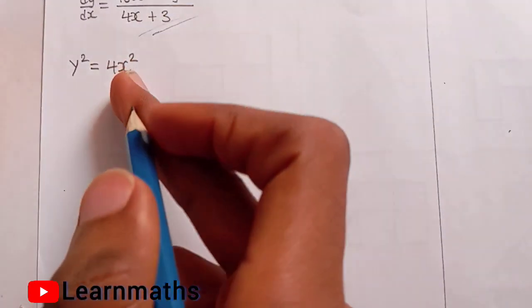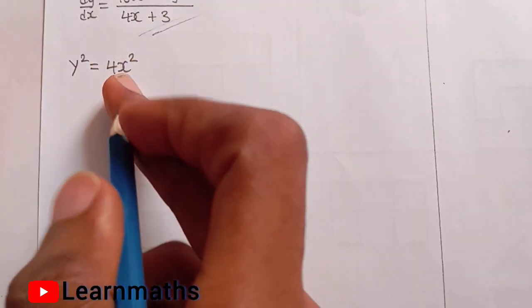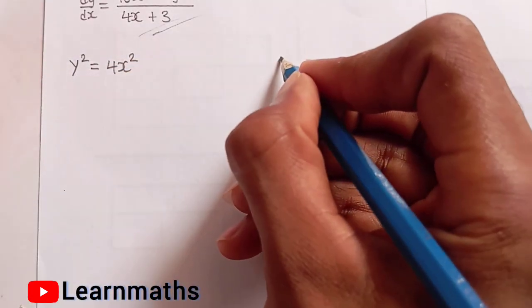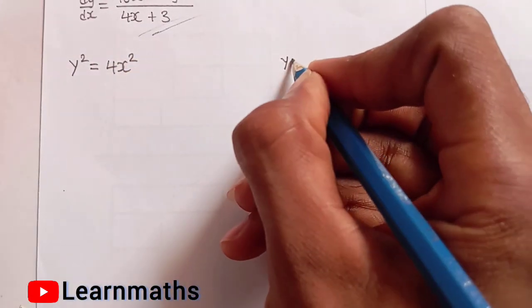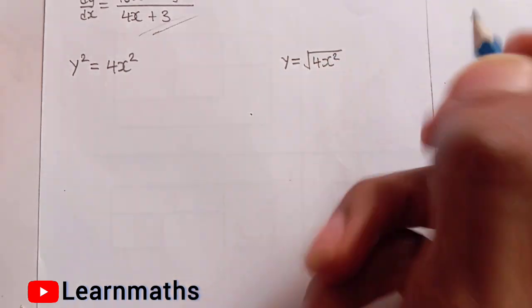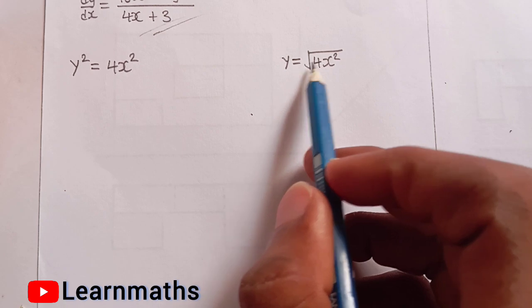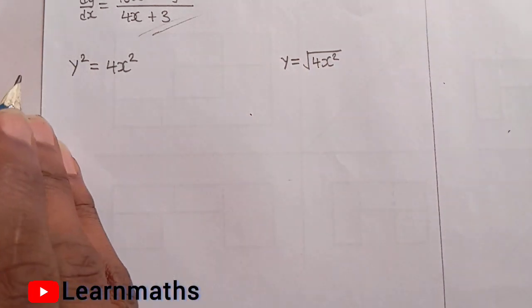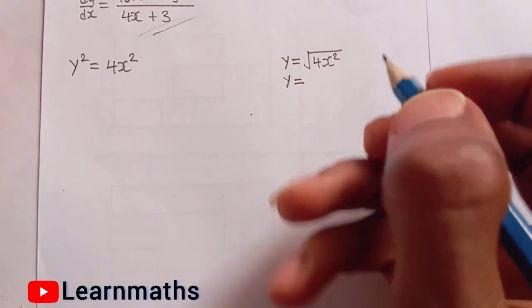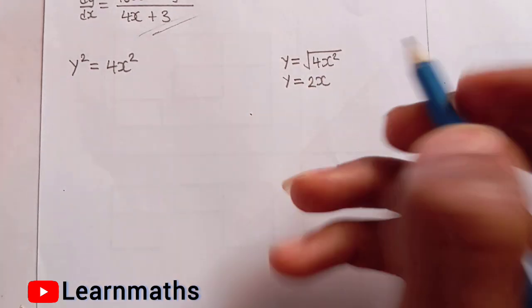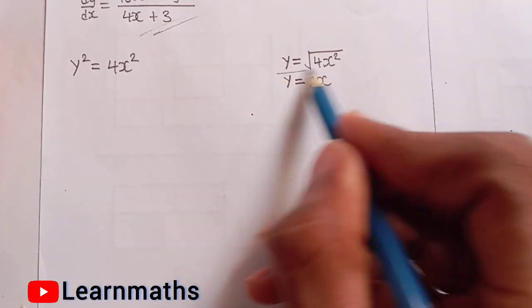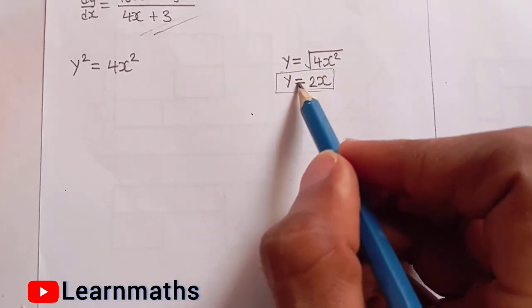Now to differentiate this explicitly, I'm going to have to keep y on one side and x on one side. So let me rearrange this equation as y equal to square root of 4x squared. The reason why I took the square root of the right hand side was because I want y to be alone on the left hand side. So this is going to turn out to be y equal to 2x, since the square root of 4 is 2 and the square root of x squared is x. So this is a simple function, y equal to 2x.